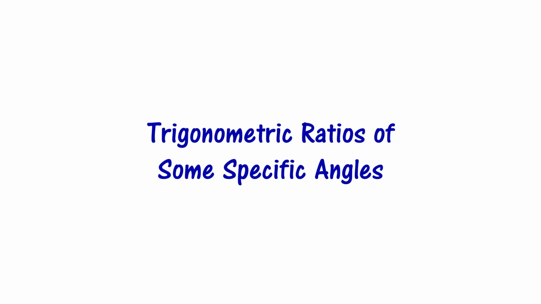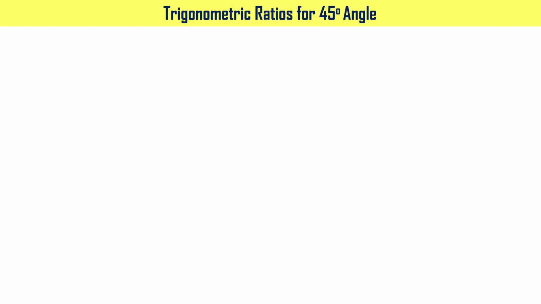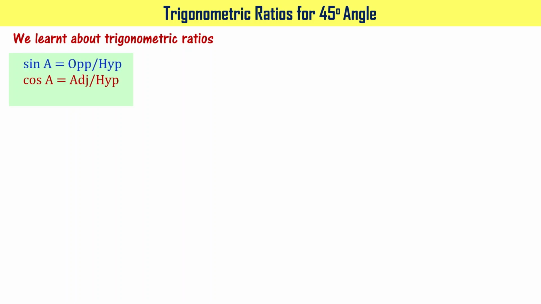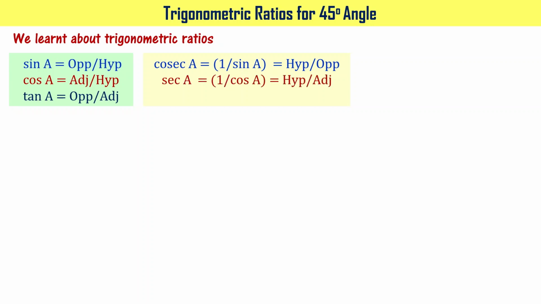Let's learn about trigonometric ratios of some specific angles now. To begin with, let's learn about trigonometric ratios for 45 degrees angle. We already have seen that trigonometric ratios are defined as sin A equal to opposite side by hypotenuse, cos A equal to adjacent side by hypotenuse, and tan A equal to sin A by cos A, that is opposite side by adjacent side, right? And cosec A is 1 by sin A, sec A is 1 by cos A, and cot A equal to 1 by tan A, right?